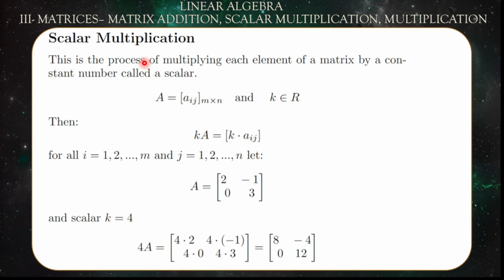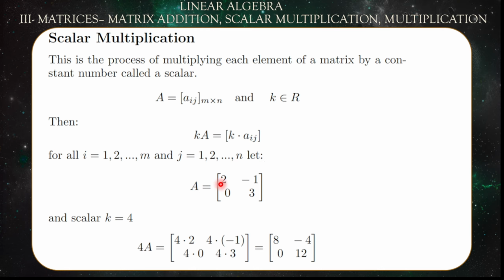Scalar multiplication. This is the process of multiplying each element of a matrix by a constant number called a scalar. A is equal to Aij, M by n, and K is within R. Okay, so then KA is equal to K times Aij. So you have K as the scalar number multiplied for all elements between i equal 1 to M and j equal 1 to n. Okay, i referring to the row index and j to the column index.